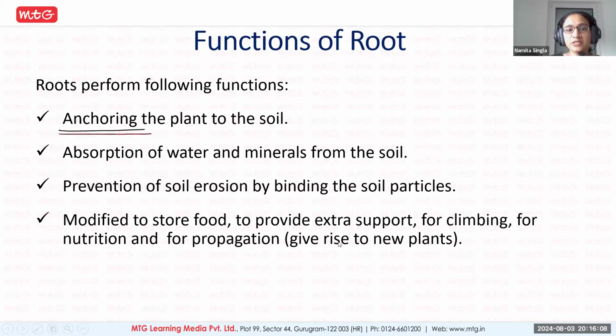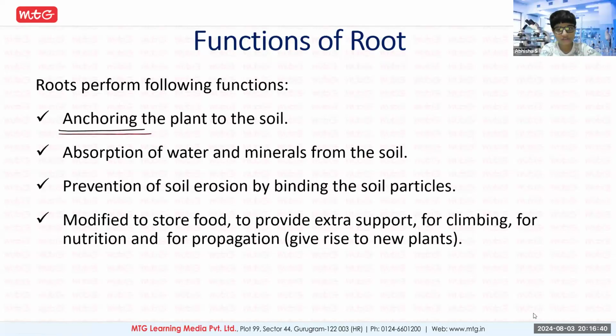Then we have the functions of the root. First of all, anchoring, that is firmly fixing the plant into the soil. Roots of the plants anchor to the soil and firmly fix the plant into the soil. Absorption of water and minerals from the soil by means of root hair. Then these minerals and water are transported to the top of the plant by means of the stem. Then prevention of soil erosion by binding the soil particles. This way, they prevent soil erosion. They bind firmly with the soil particles. Abhishu, what is soil erosion?